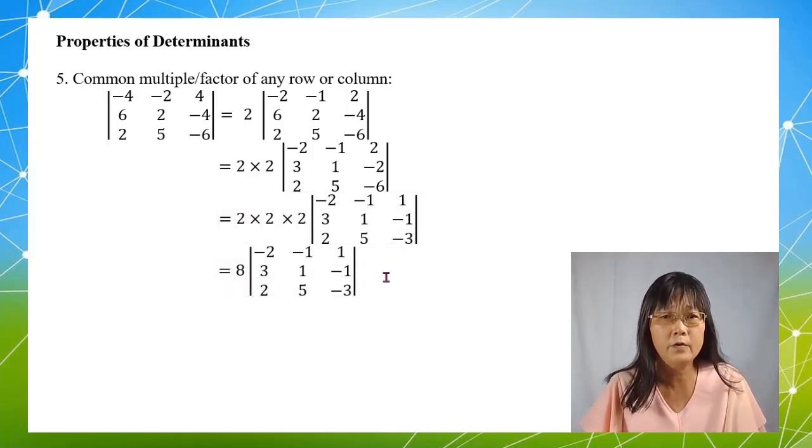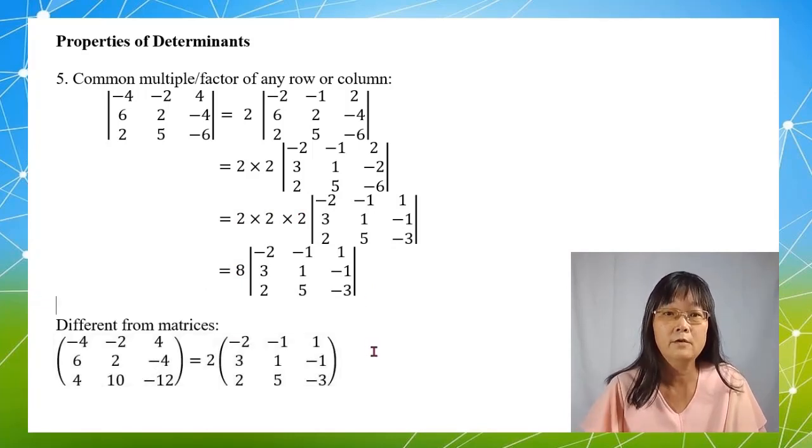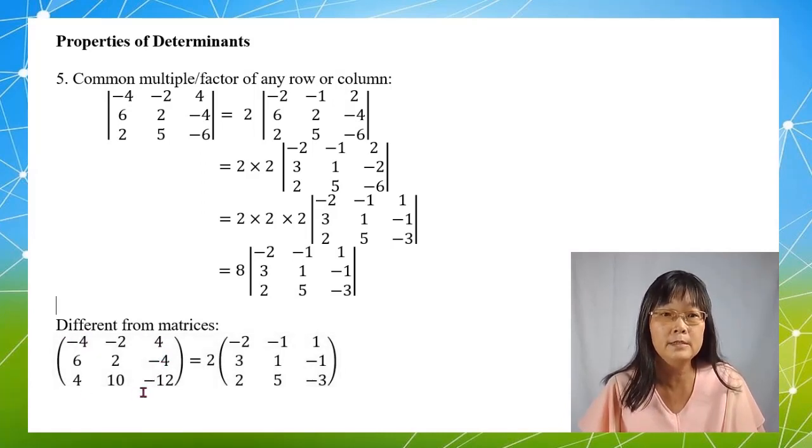Now this property is a little bit different from the matrix. For a matrix, only when all the elements inside the matrix are multiples of 2 can we do the factorization. We factorize the 2 out only once, not 3 times. Also, if one of the elements is not a multiple of 2, we cannot do the factorization.